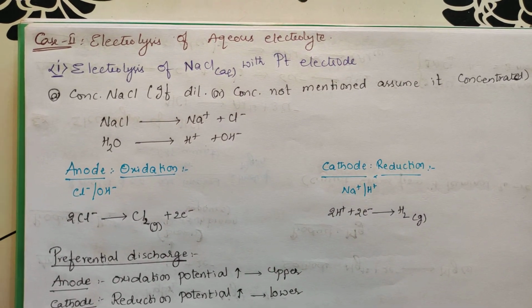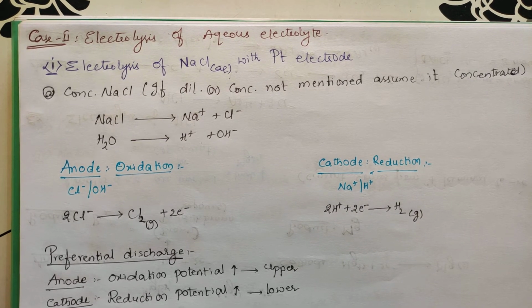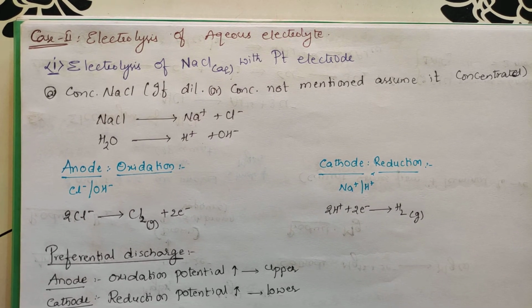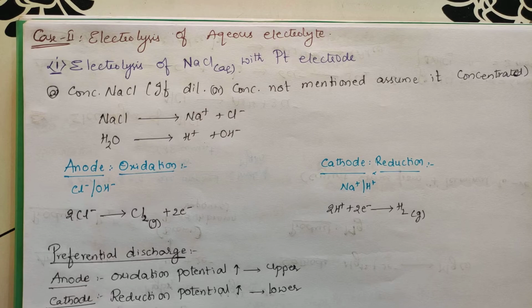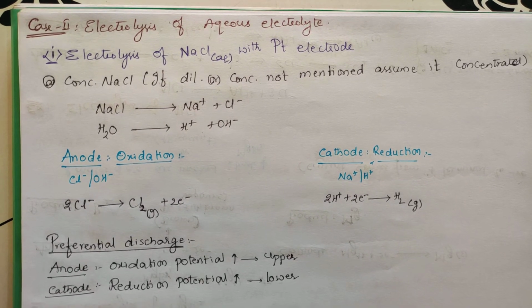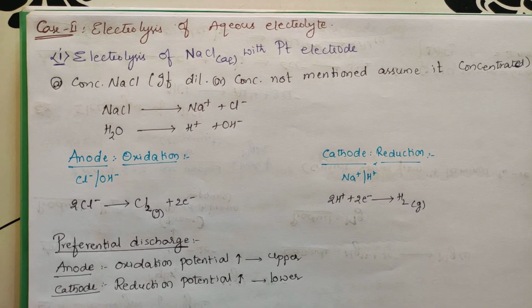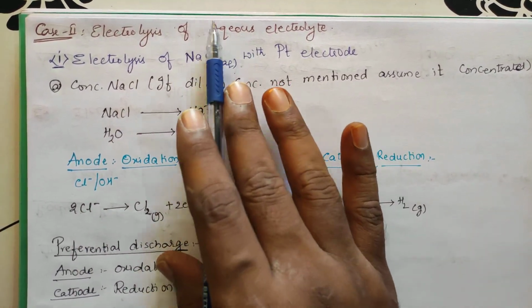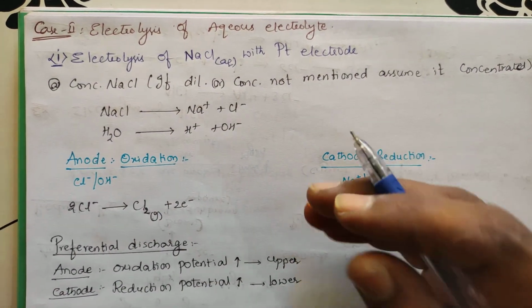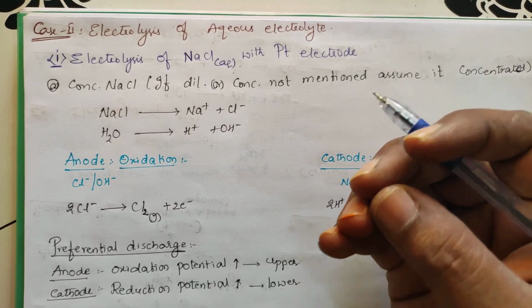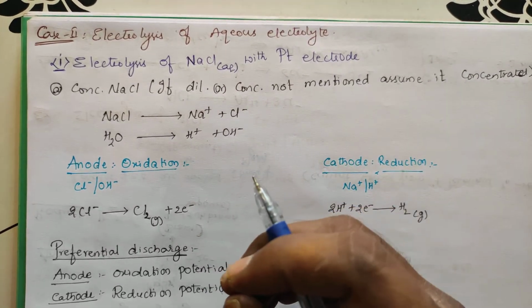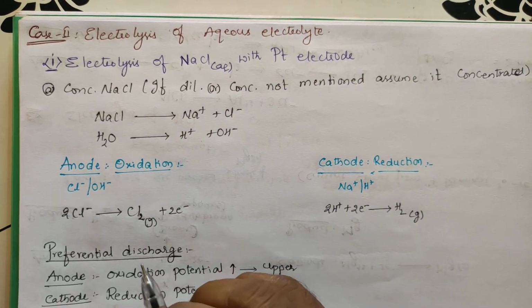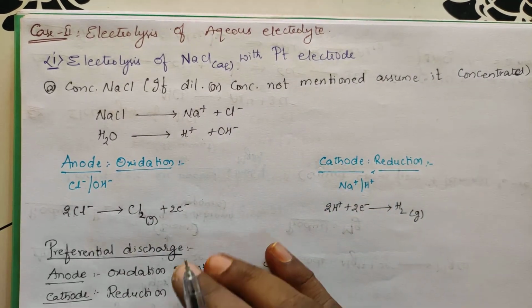Today we are going to continue the lecture of the previous one. So we have learned in the previous lecture case 1. What is that? Molten electrolyte. Now in this case we are going to learn regarding the electrolysis of aqueous electrolyte. Aqueous means for an electrolyte, for any compound, you will be adding water. After that, you will be passing current so that water ions will be discharged at the respective electrodes.